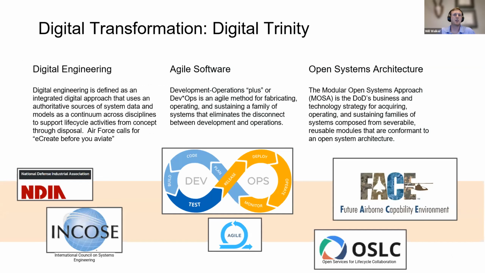So then I'll touch on the digital transformation, the digital trinity. The three parts of the trinity are digital engineering, which we've talked about, and down here we have some sources to read more about that, and then agile software and open systems architecture.